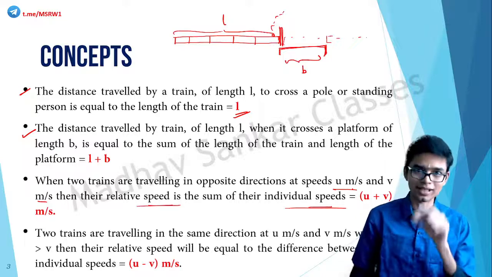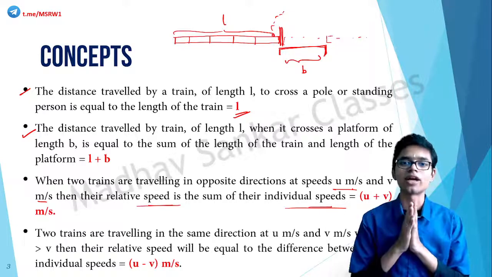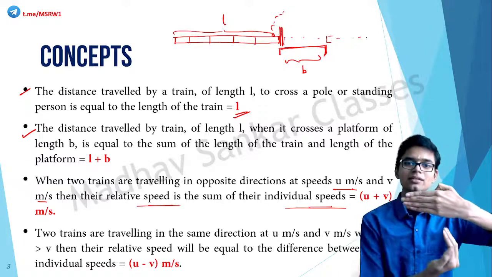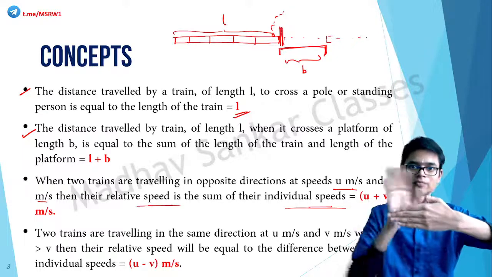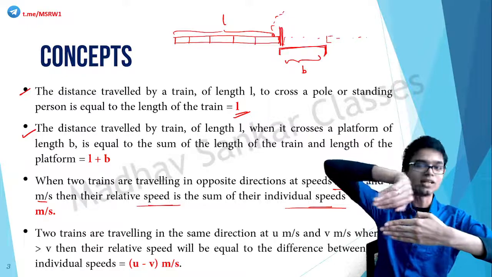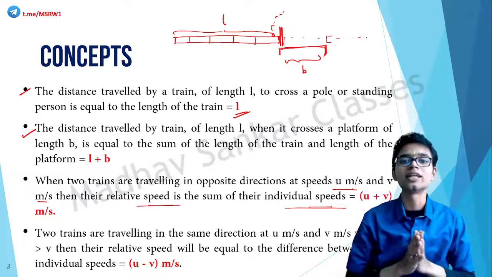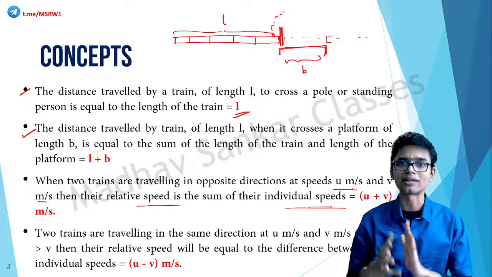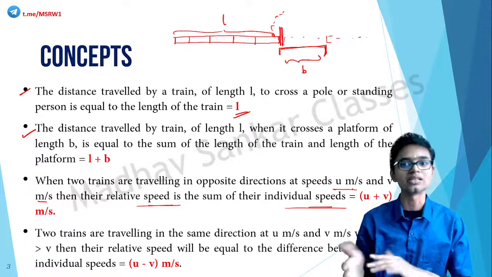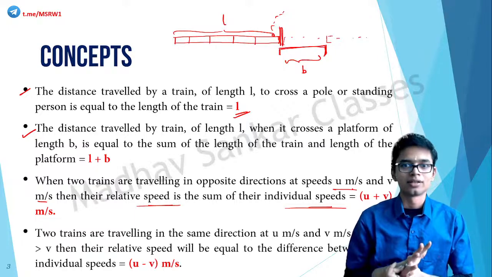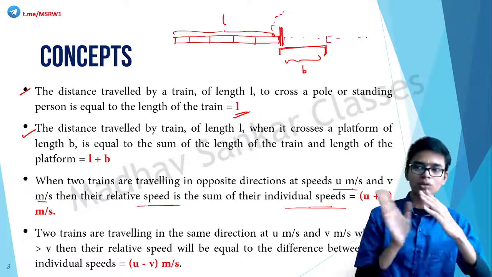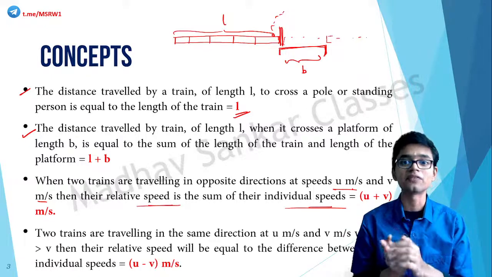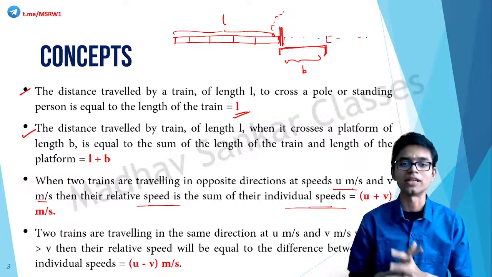Now, again, the same thing, but in the same direction. What happens if one train is moving at u meters per second and another train is moving in the same direction at v meters per second? What will be the relative speed? Relative speed will be u minus v, where u is greater than v, or v minus u, where v is greater than u. Got it? So if both are traveling in the same direction, the speed appears to be very slow, even if they are going at a very fast speed.